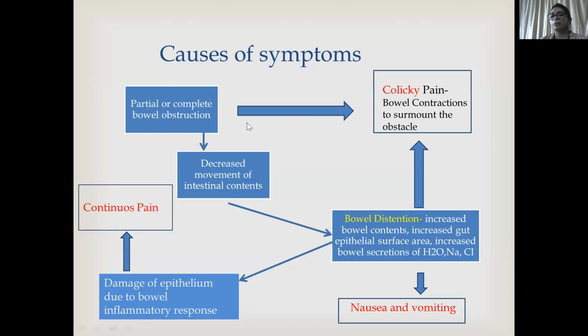It is not just the bowel contents causing the distension, but also a lot of bowel secretions. There are a lot of secretions because the gut epithelial surface area is increased by the distension. All this in turn causes more and more bowel distension. Now what happens when there is more bowel secretion and distension? This causes nausea and vomiting. Right? When there is a whole inflammatory response in the epithelium of the bowel, this also causes mucoepithelial damage, which in turn causes increased pain and a more continuous kind of pain. So that's how the symptoms are caused.